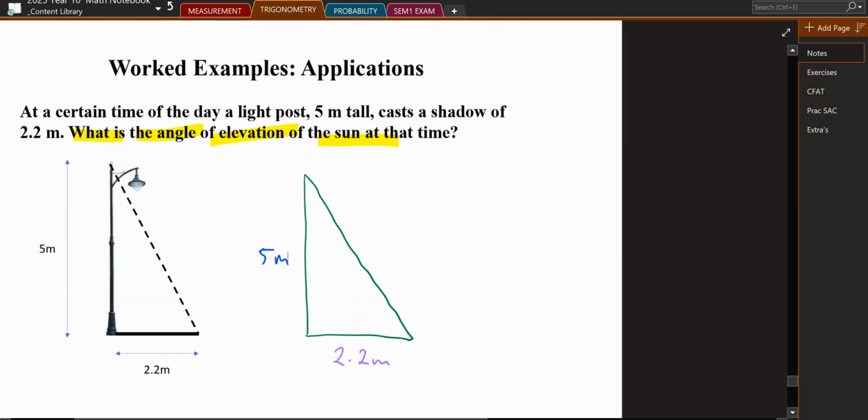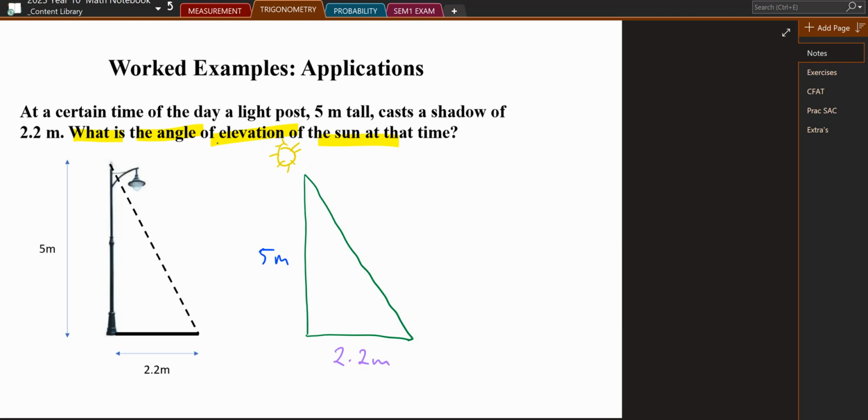Well, let's imagine that the sun is over here, and we're looking for its angle of elevation. Which angle am I looking at? Well, you've got two options. You're either looking for this angle or this angle.